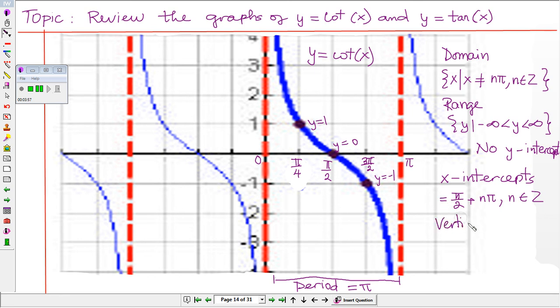Vertical asymptote. We can see out here that on the right hand side the vertical asymptotes are x equals 0, x equals pi. On the left hand side it is x equals -pi. So our vertical asymptotes will be multiples of pi, so n times pi, where n is an element of the set of integers.